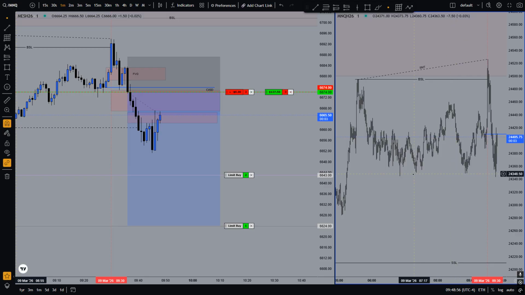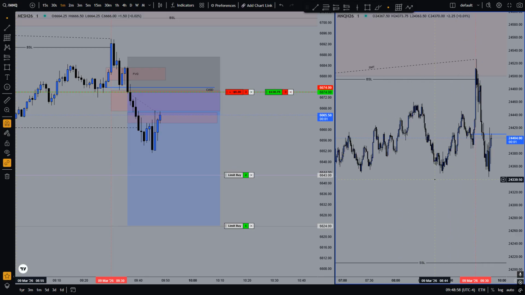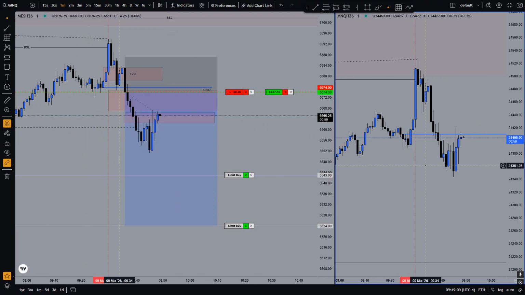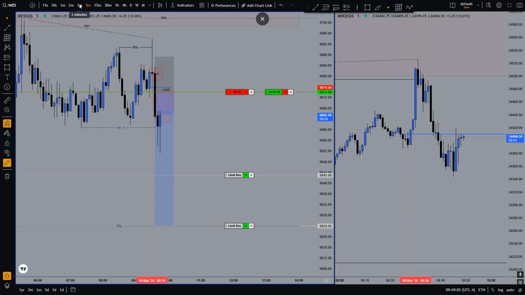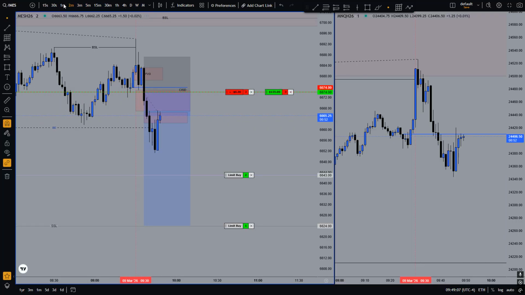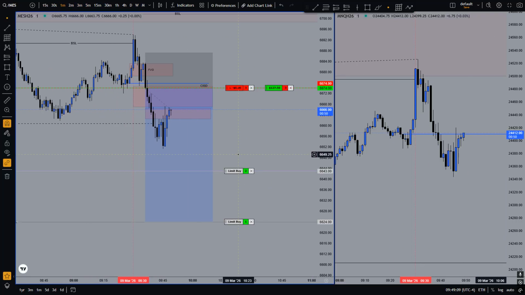So it looks like NQ did take this low here, not his internal low. So that's why we're seeing some legs up. But we'll see if this 3 and this 5 minute can hold here. See what we get.